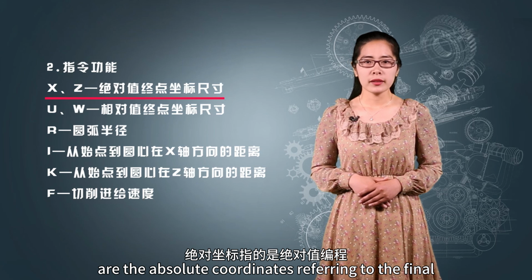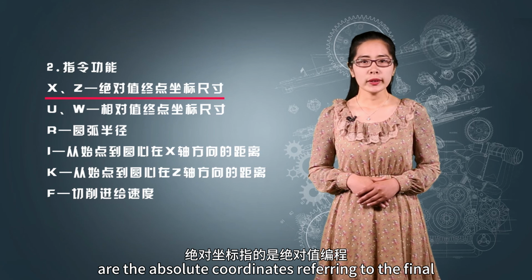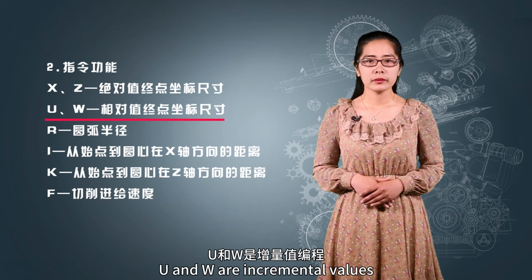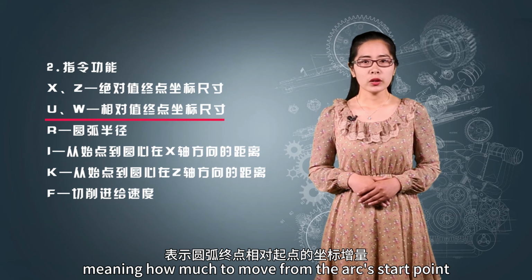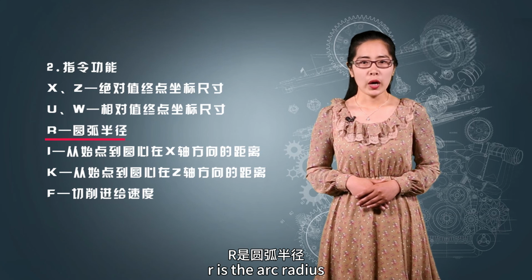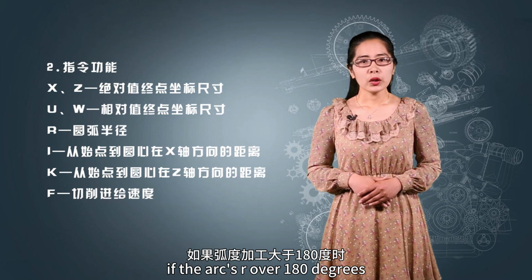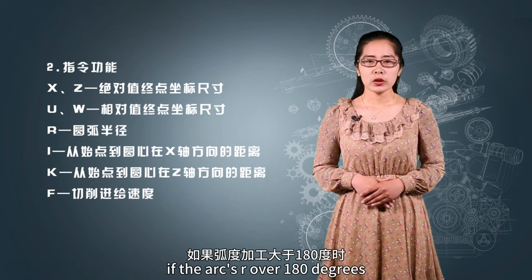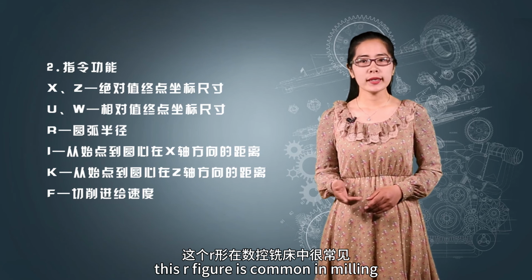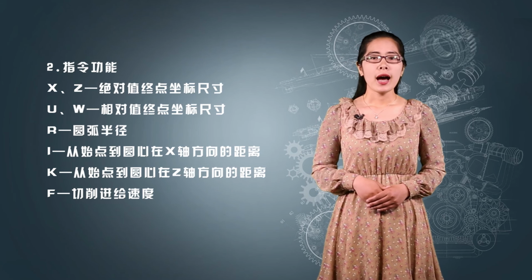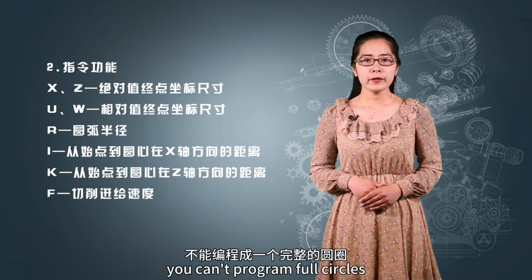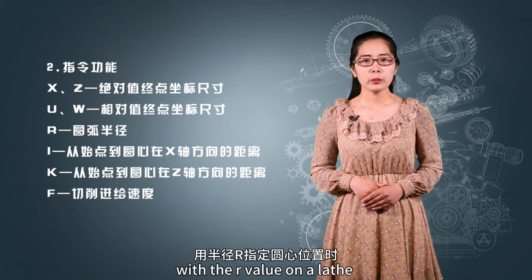X and Z are the absolute coordinates, referring to the final position of the arc. U and W are incremental values, meaning how much to move from the arc's start point. R is the arc radius. If the arcs are over 180 degrees, R takes a negative value. This R is common in milling. But for another point, you can't program full circles with the R value on a lathe.